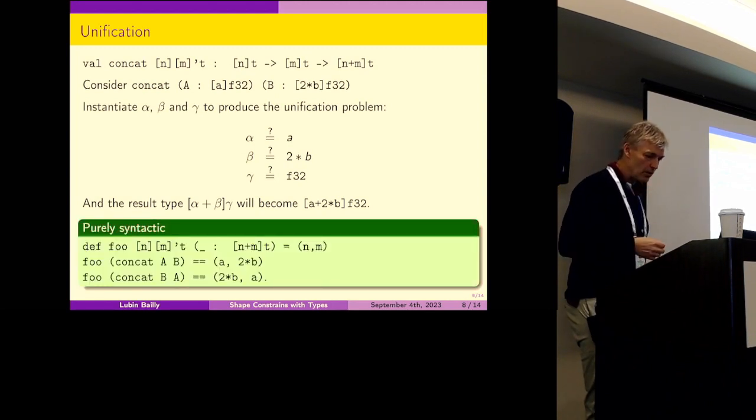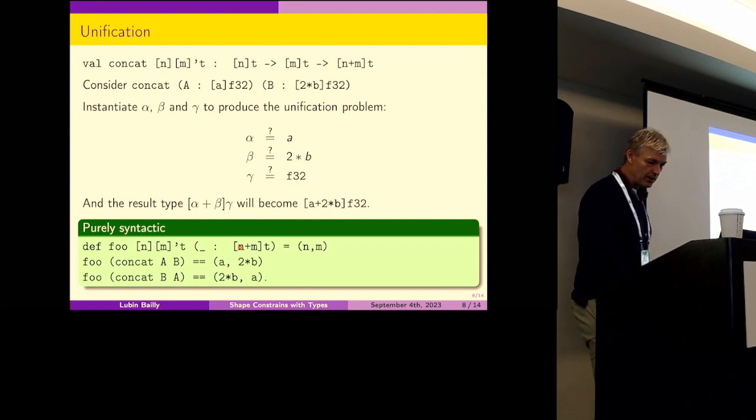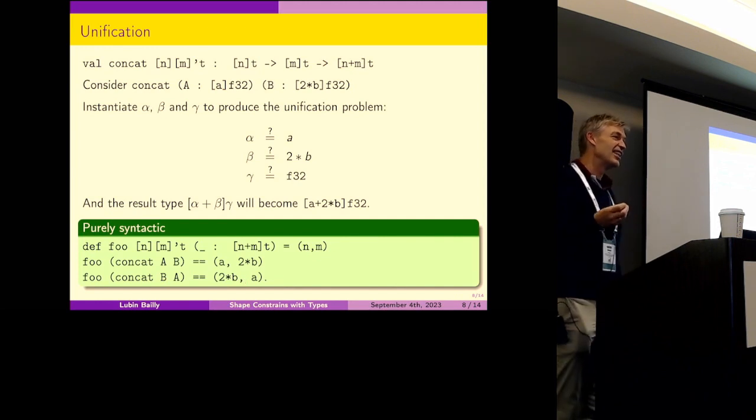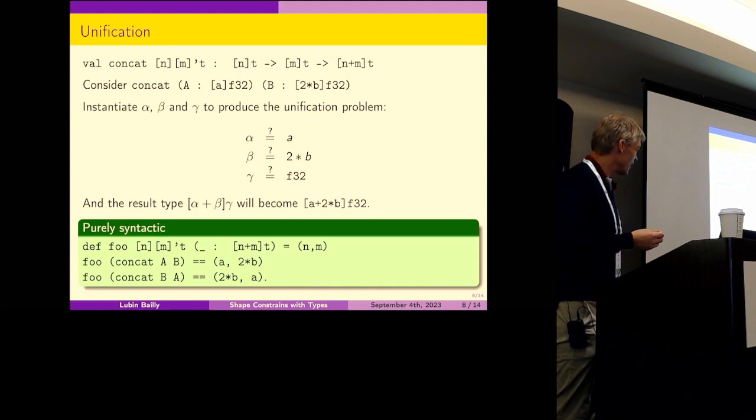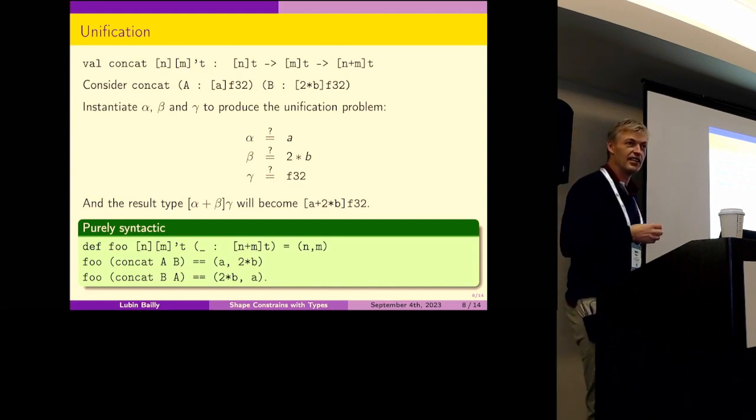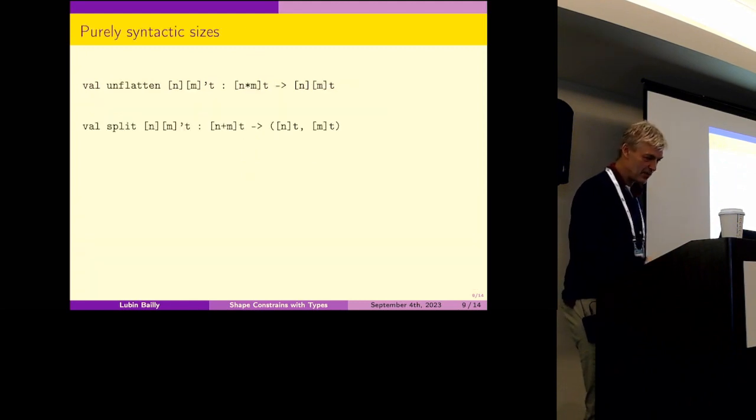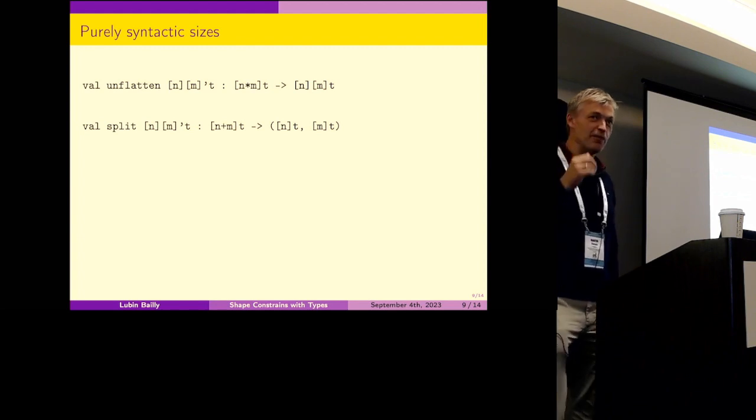Okay, so what we see here is that if we write a function foo, which will extract the sizes from something of size n plus m, then if we call foo on concat AB, we get A and 2 times B, and if we call it on BA, we get 2 times B and A. So it really just syntactically deconstructs the plus constructor in the type, with all that comes with it: no algebraic simplification rules or anything. That means that we can do some fun stuff.